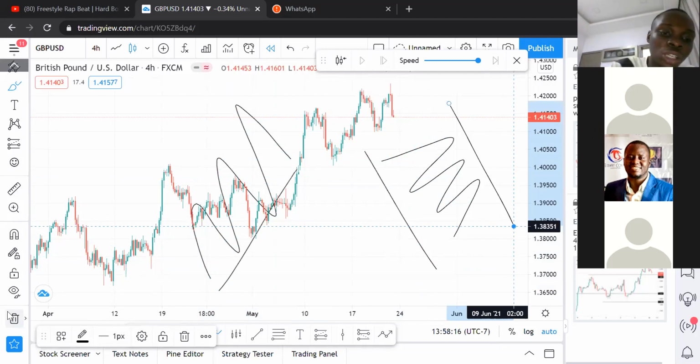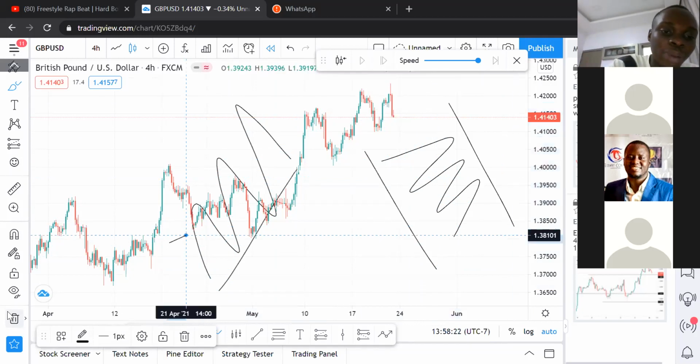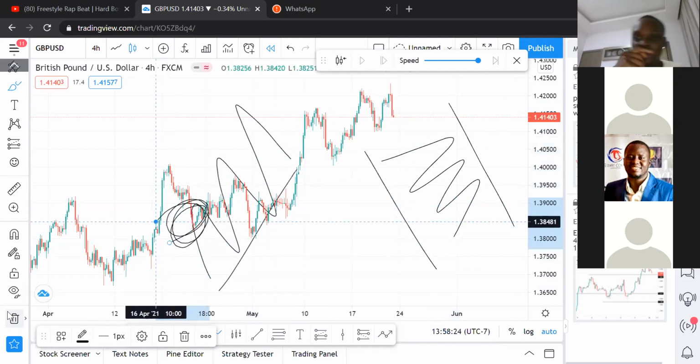Now, in an uptrend, just because we know that this market is on an uptrend, we shouldn't be buying at this spot. We shouldn't be buying at a high price. We should be selling at a high price, then buying at a lower price.